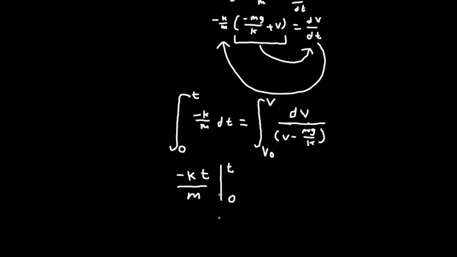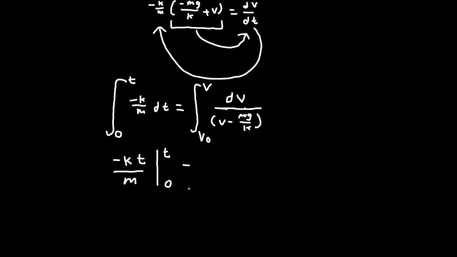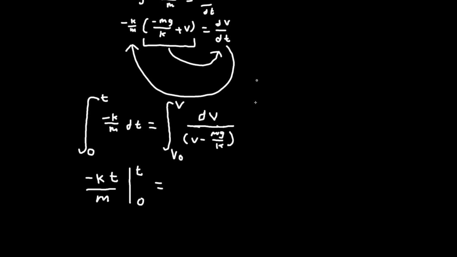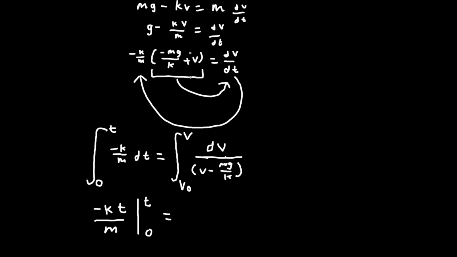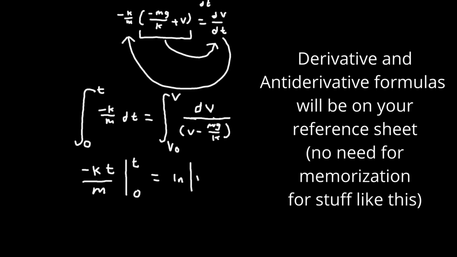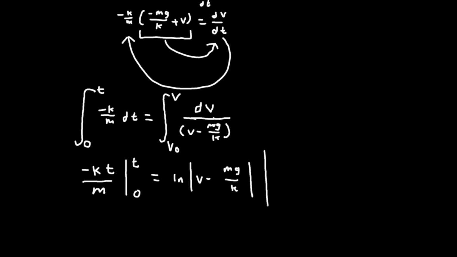Perfect. So here's our bounds notated by this vertical bar, and there they are right there. This integral is actually pretty simple as well, especially since we got rid of the possibility of u-sub by isolating this v over here. So this integral is just going to be ln of the absolute value of v minus mg over k, and then we have our bounds right here, v naught to v.